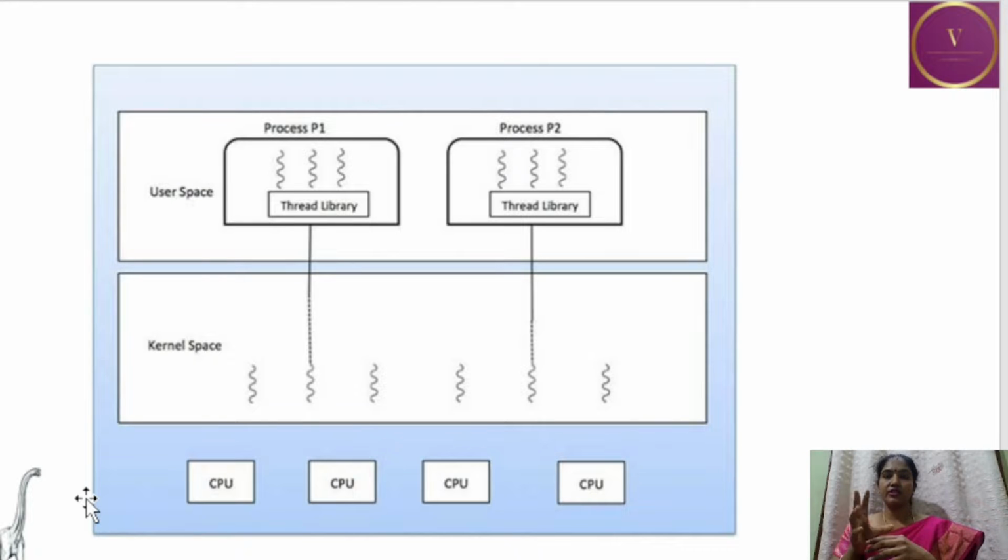Here you can see that in user space there are 6 threads and 2 processes. So for one process there will be one kernel level thread. All the threads in one process will be mapped to one kernel level thread, and this is what is the many-to-one model of multi-threading model.